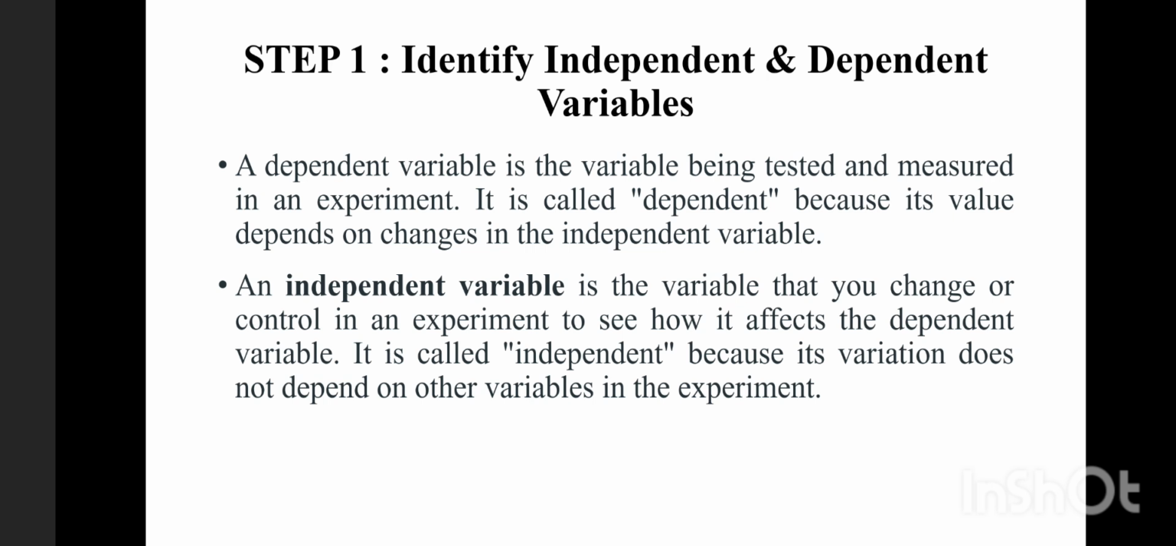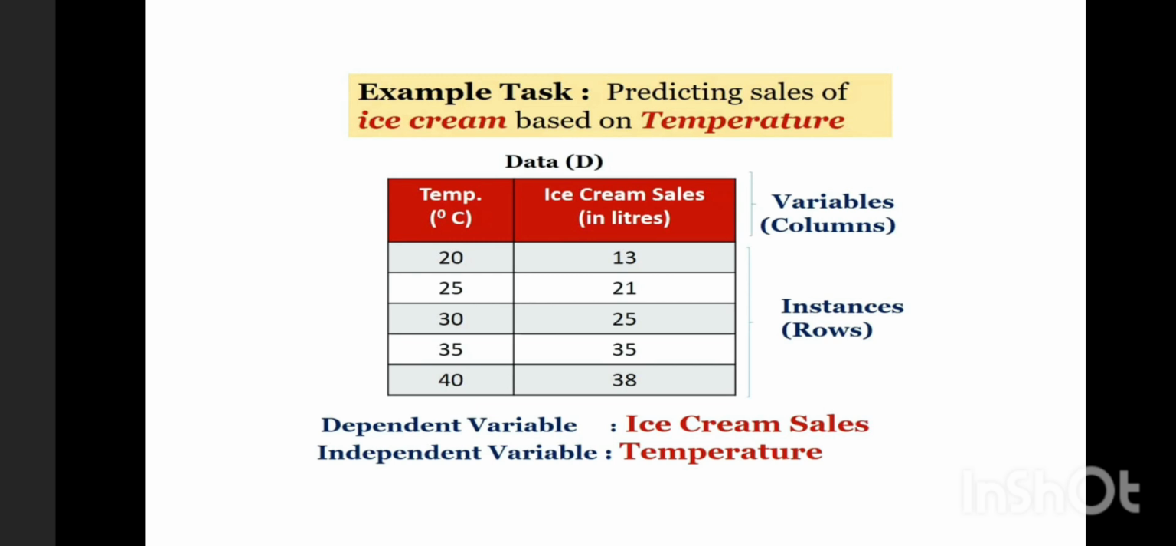Step 1, identifying independent and dependent variables. The dependent variable changes based on the independent variable. Correct variable selection is important for accurate prediction. The dependent variable is the output variable being measured. Its value depends on changes in the independent variable. It is usually represented using y. Next one is the independent variable. The independent variable is the variable that is controlled or changed. It influences the dependent variable. It is usually represented using x. In the given example, the dependent variable is ice cream sales, and the independent variable is temperature.